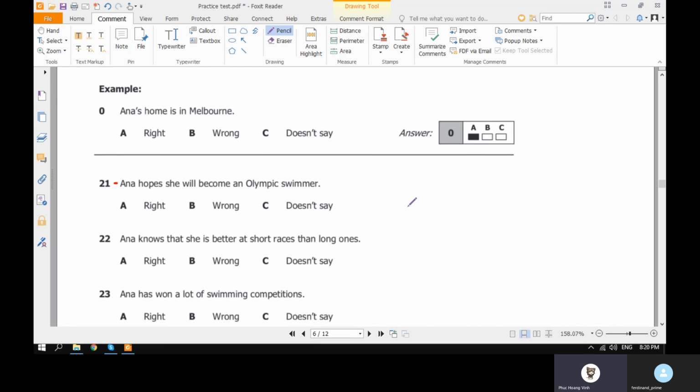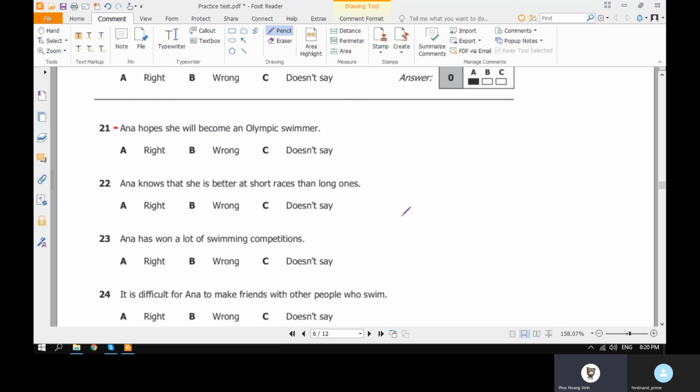Anna hopes she will become an Olympic swimmer. So what is your answer here? Is it right, wrong, or doesn't say? Right. Okay, right. And what about number 22? Anna knows that she is better at short races than long ones. Okay, your answer? Doesn't say.